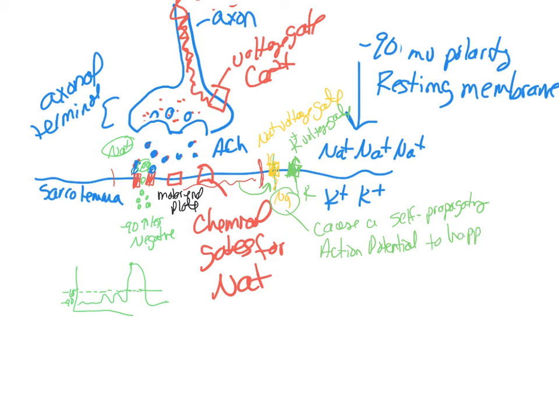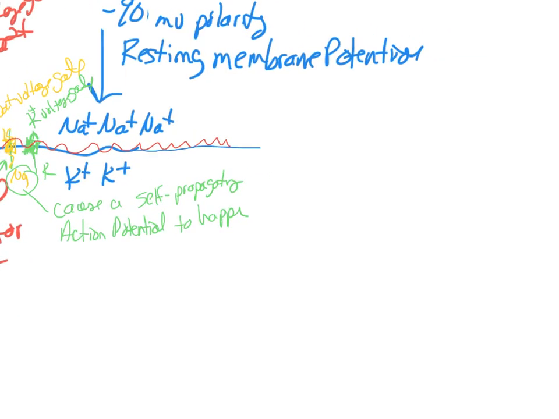Now, my self-propagating action potential is going to continue down my sarcolemma. Now, the sarcolemma is going to go over here. This is going to invaginate. And I'm going to erase some of this so I have more room to write.